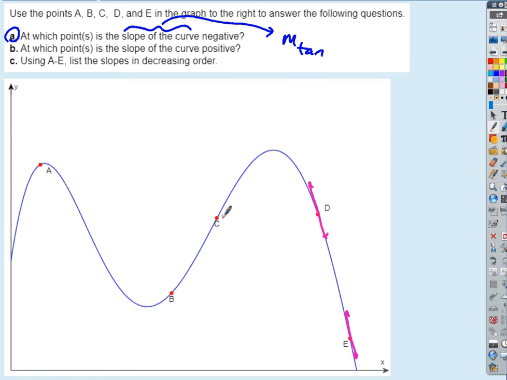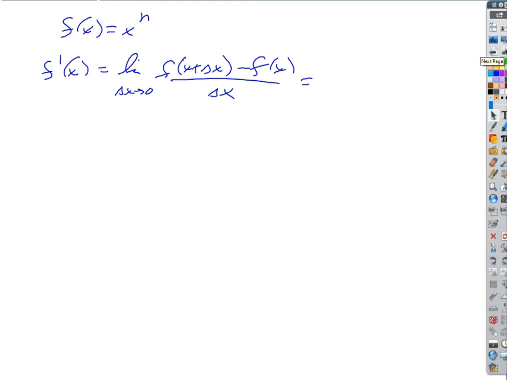List the slopes in decreasing order. We'd just go from biggest, which would probably be C, it looks like. Then B, then A is a little less steep, a positive slope. Then D is pretty negative and E is even more negative. Make sense? Okay, what else?